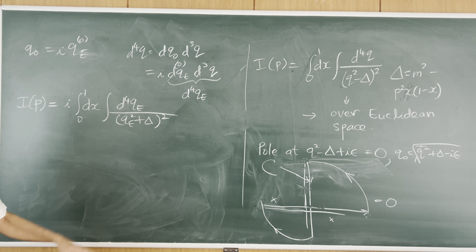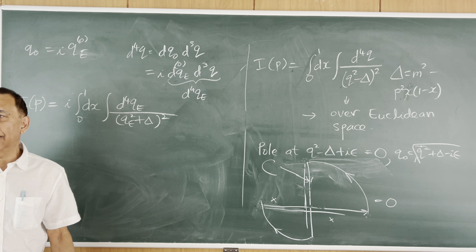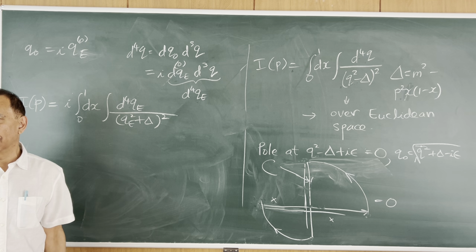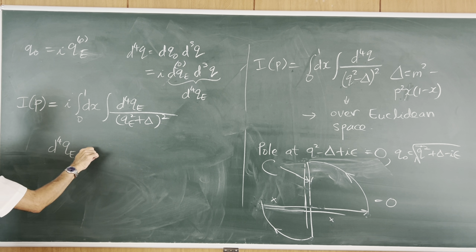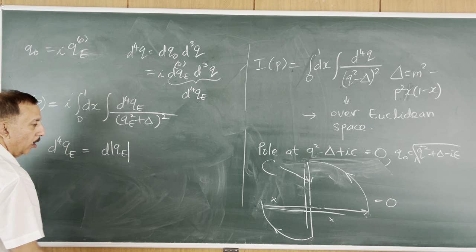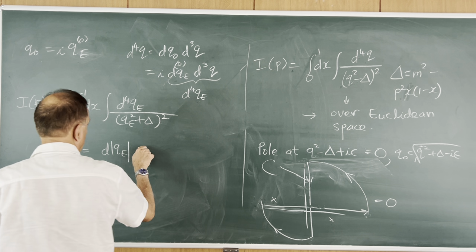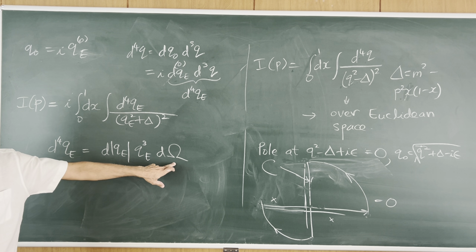Anyway, when we have a Euclidean space and the integrand depends only on the square of the whole vector, then we go to spherical polar coordinates. They are not completely the familiar ones. Familiar ones are in three-dimensional Euclidean space, r, theta, phi. Here we are in four-dimensional Euclidean space, and it's momentum space. Since this doesn't depend on those angles, there'll be three angles, we can simply write d4qE equals d of mod of qE, the radial component, times qE cubed times d omega. This is the solid angle, a three-dimensional solid angle.